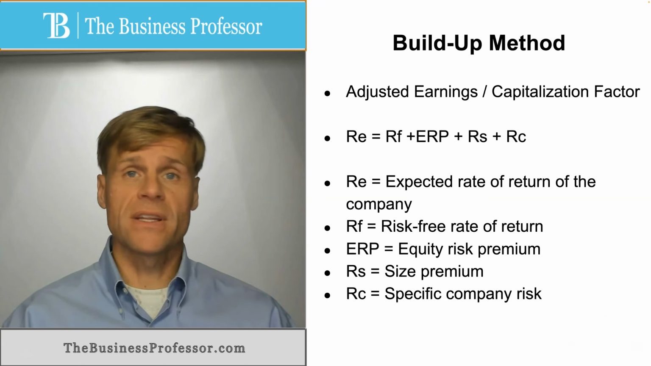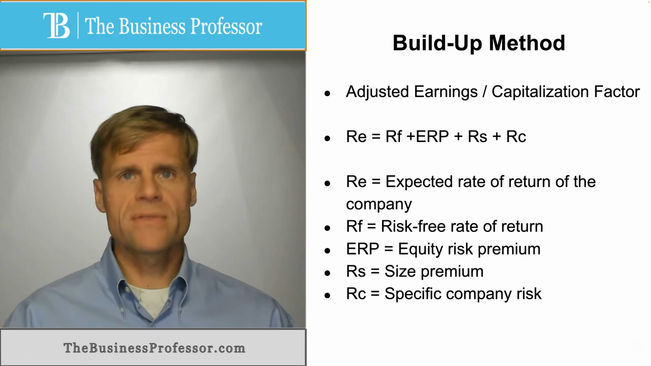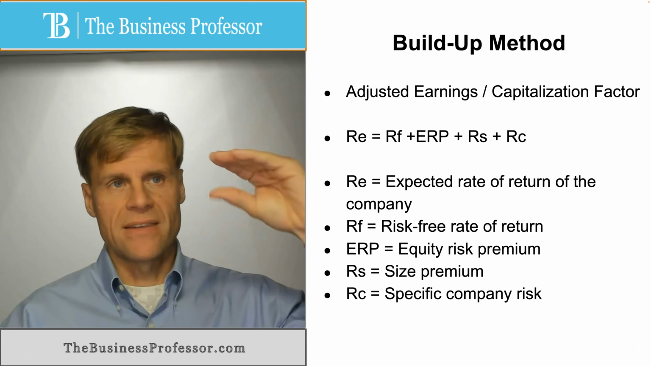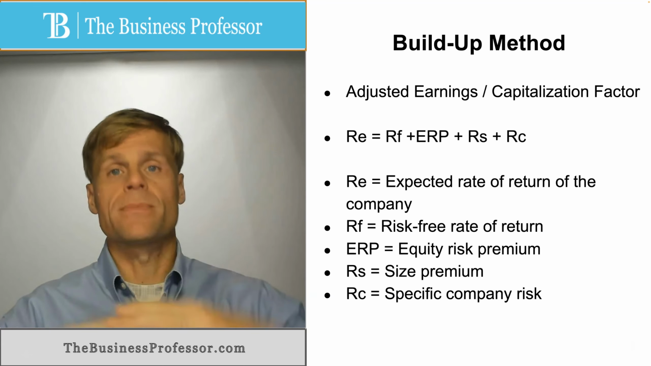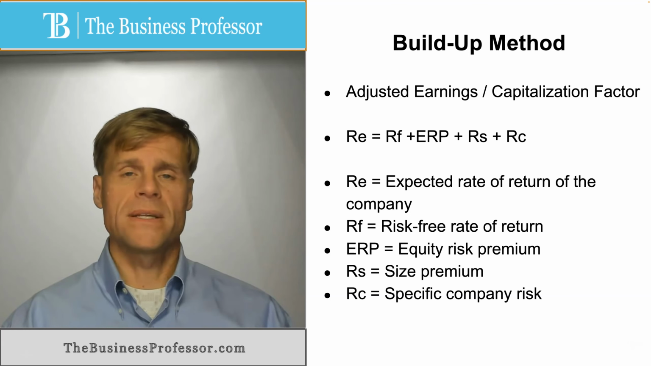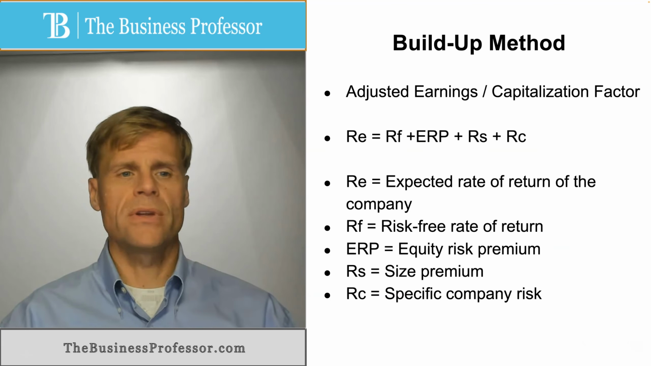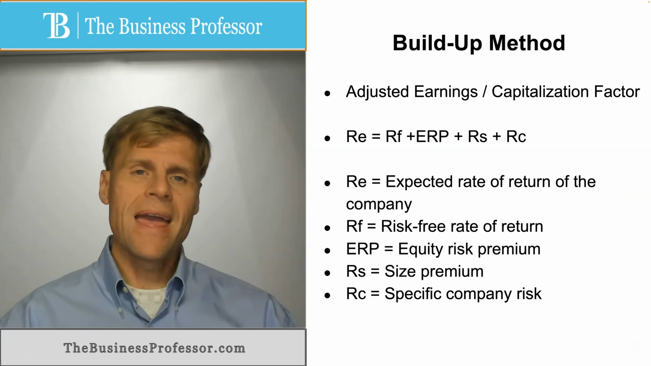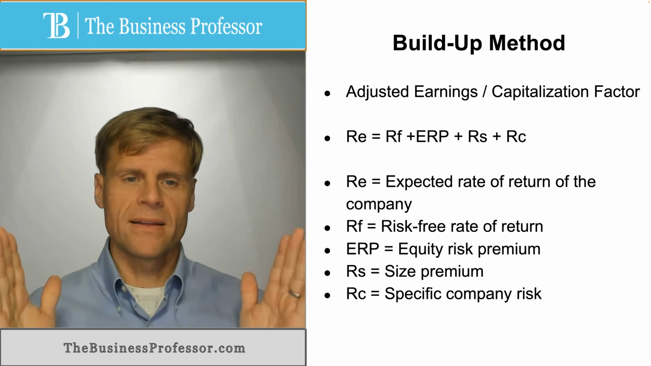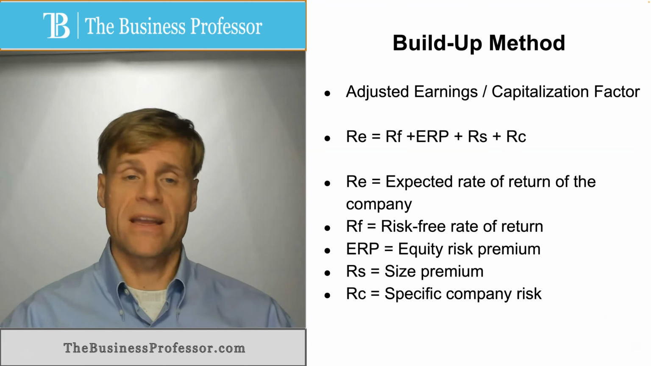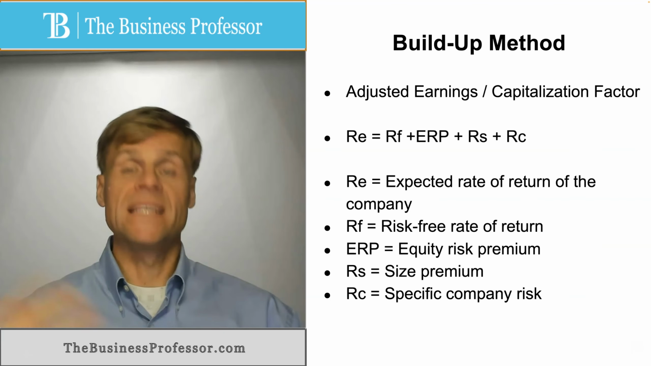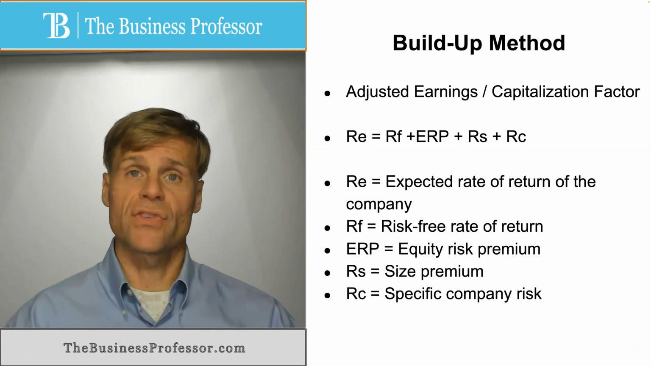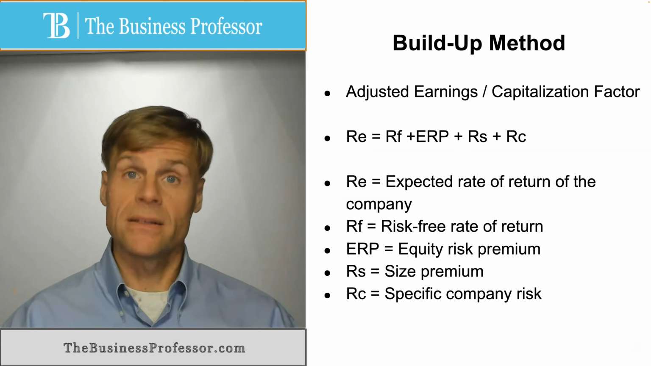And collectively, whatever you come up with serves as the discount rate or the capitalization factor that you're going to divide that normalized earnings by to come up with the value of the company. So the build-up method, very similar to the earnings capitalization method. You're simply focusing on how you determine the discount rate or the capitalization factor for discounting that normalized cash flow to get an extrapolated company value.